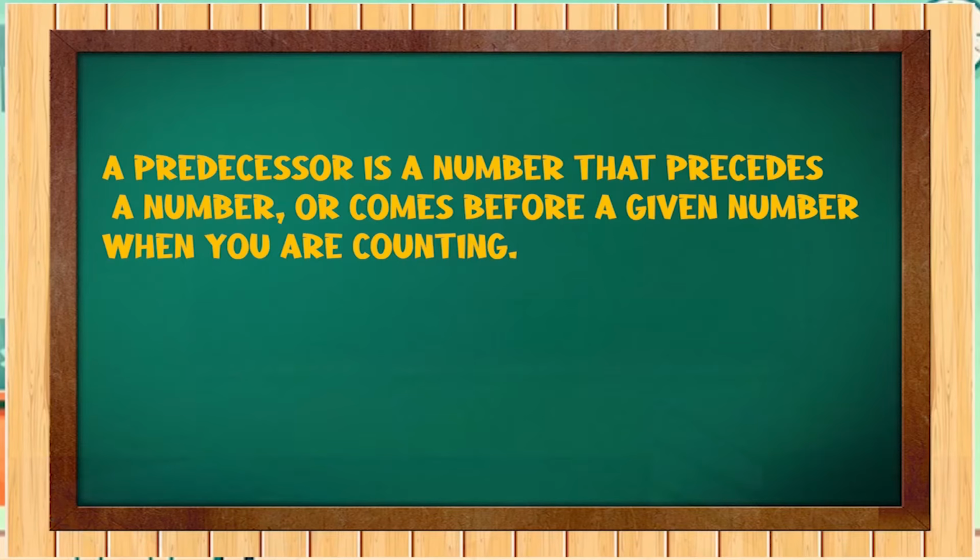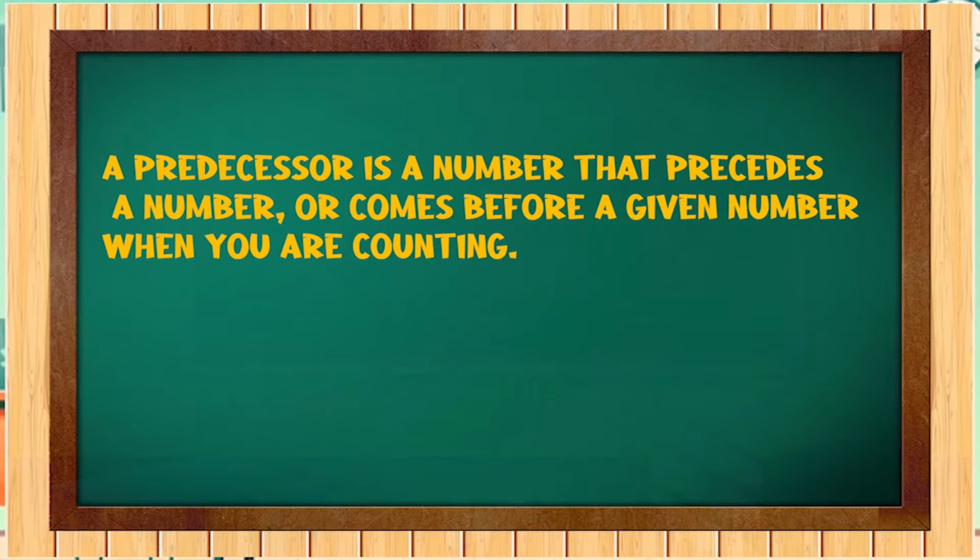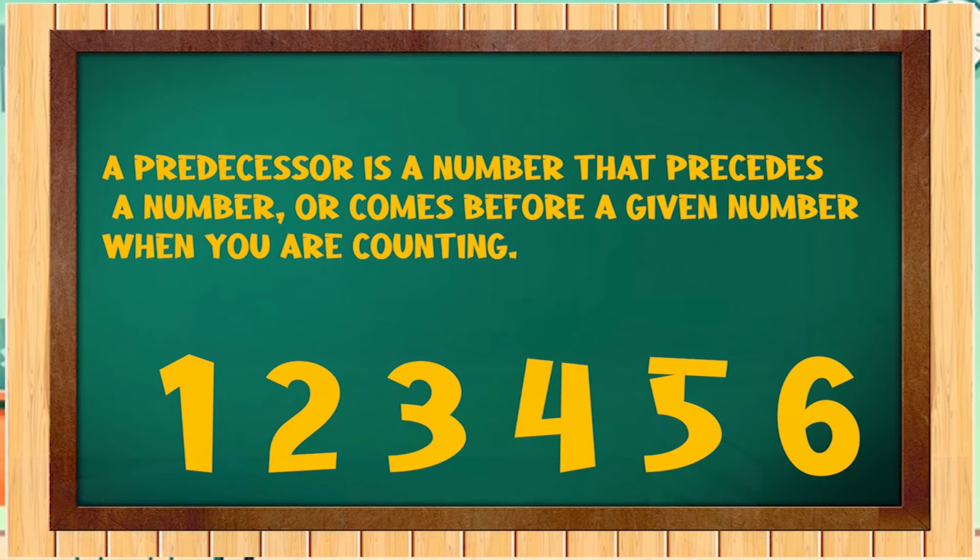A predecessor is the number that precedes a number or comes before a given number when you are counting. So just now, we were looking at numbers that come after as successors. Now, we are looking at numbers that come before, which are described as predecessors. Again, when you are counting, you start 1, 2, 3, 4, 5. Ask yourself the question, which number comes before 6? You will know that 5 comes before 6.